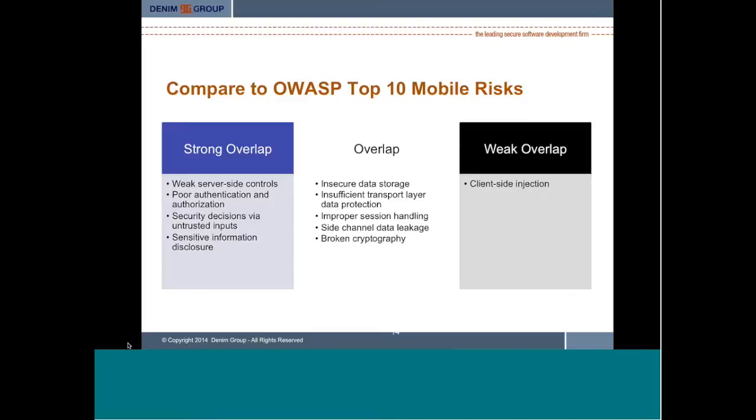If we look at the overlap, where there certainly was some overlap, insecure data storage, we saw some instances of that. Bad transport layer protection, we saw that as well. Session handling problems, again, as well as this side channel data leakage and cryptography. The one area where we saw a very weak or no overlap was this client-side injection.